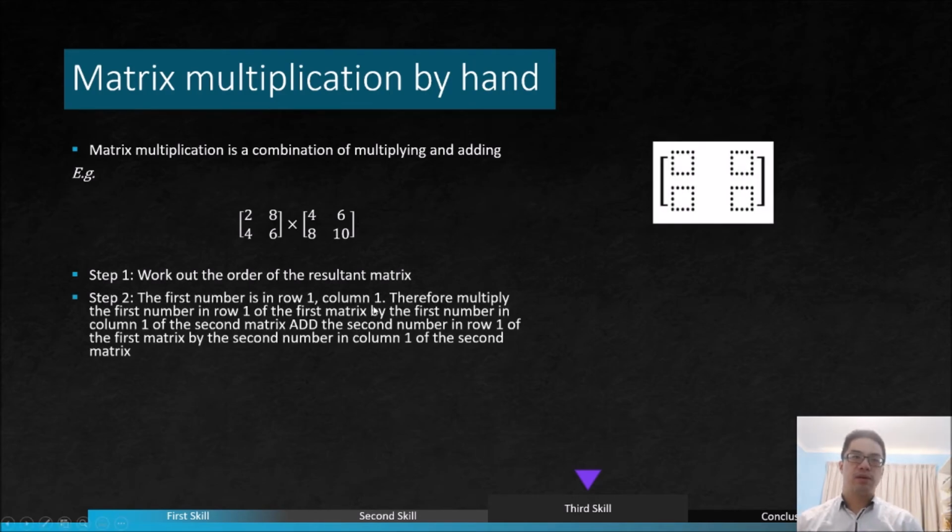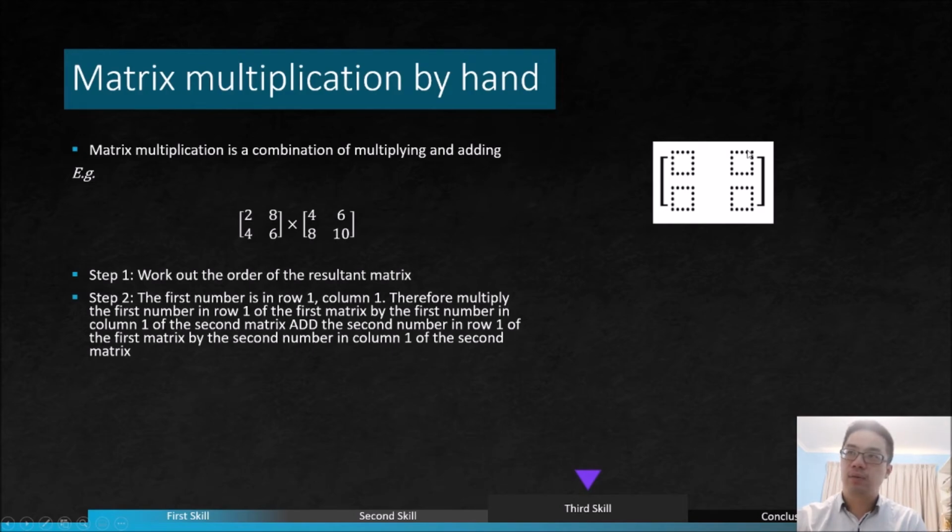Now, the first number in row 1, column 1, is this one here. Row 1, column 1. To get that answer, you need to multiply the first number in row 1 of the first matrix by the first number in column 1 of the second matrix. And then add this to the second number in row 1 of the first matrix multiplied by the second number in column 1 of the second matrix. So essentially it's going to be 2 times 4 plus 8 by 8 to get this first number.